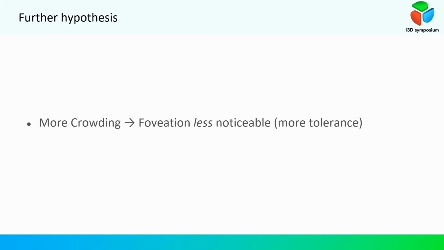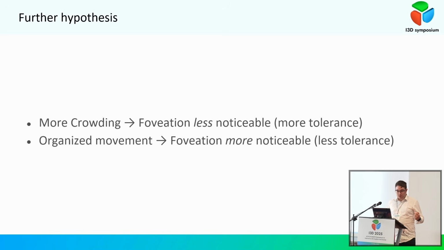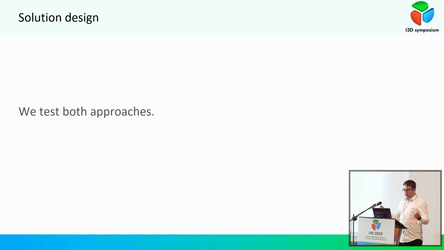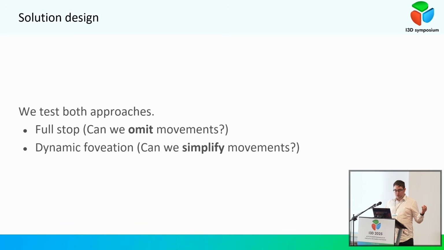We also have two further hypotheses we're going to test. The first is that the more crowding there is in a scene, the less noticeable foveation is going to be. The second is that if you have organized movement from our crowd, the foveation is going to be more noticeable. So let us now go over the methods. We test both approaches from our alternative hypotheses. We try the full stop method, where we omit movements altogether, and we do the dynamic foveation method, where we simplify movements based on the agent's distance from the fovea.